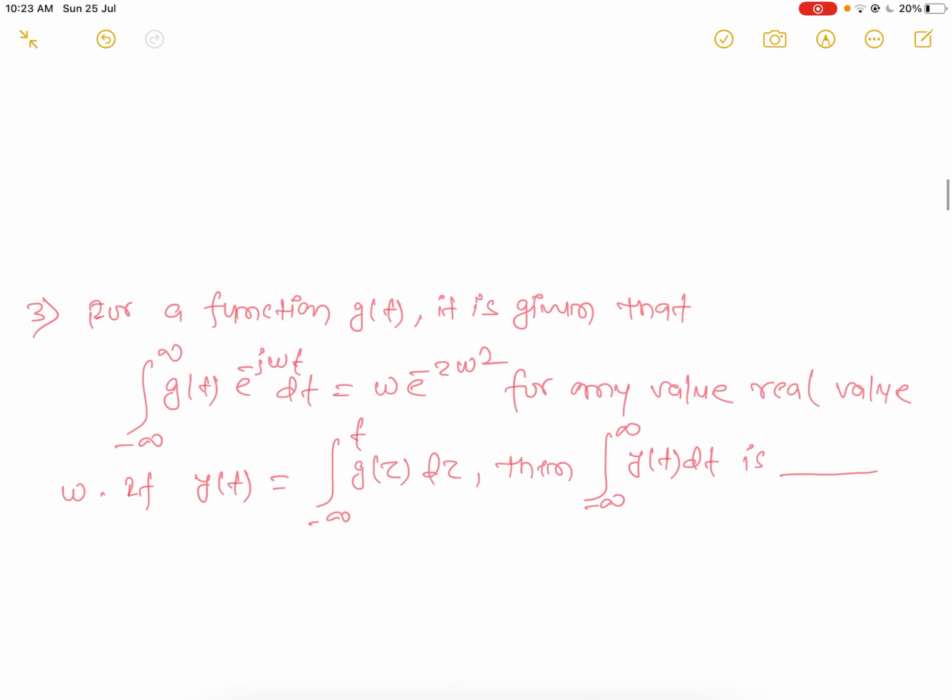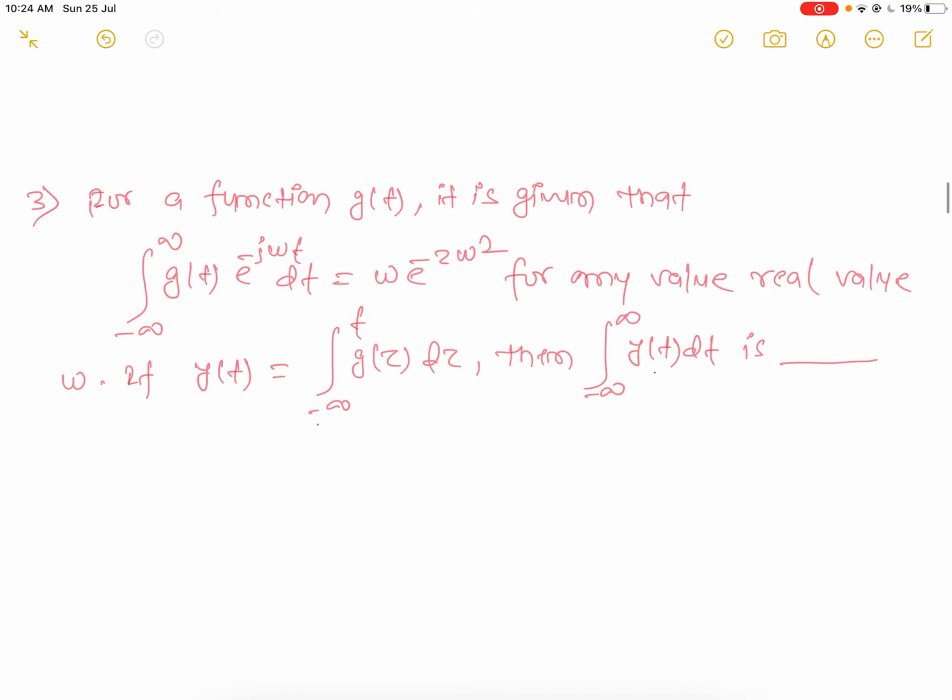Now next comes the next question. For a Fourier function g(t), it is given that the integral from minus infinity to infinity of g(t) e to the power minus j omega t dt is equal to omega e to the power minus 2 omega squared, for any real value of omega. If y(t) is equal to the integral from minus infinity to t of g(tau) d tau, then the integral from minus infinity to infinity of y(t) dt is.